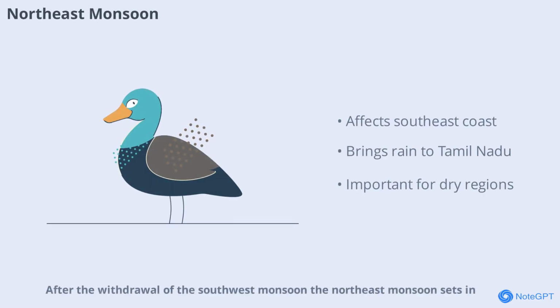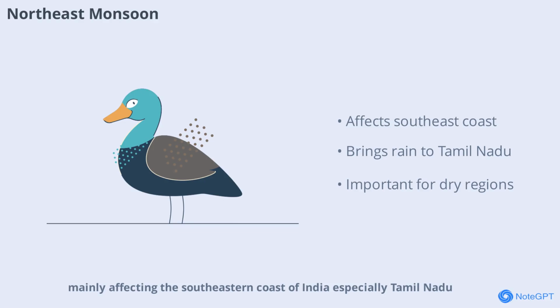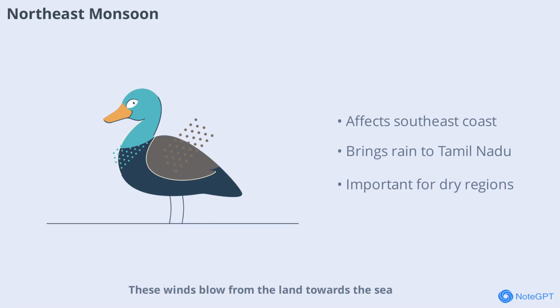After the withdrawal of the southwest monsoon, the northeast monsoon sets in, mainly affecting the southeastern coast of India, especially Tamil Nadu. These winds blow from the land towards the sea but pick up moisture over the Bay of Bengal, bringing rainfall to the Coromandel coast. The northeast monsoon is crucial for regions that receive little rain during the main monsoon season.